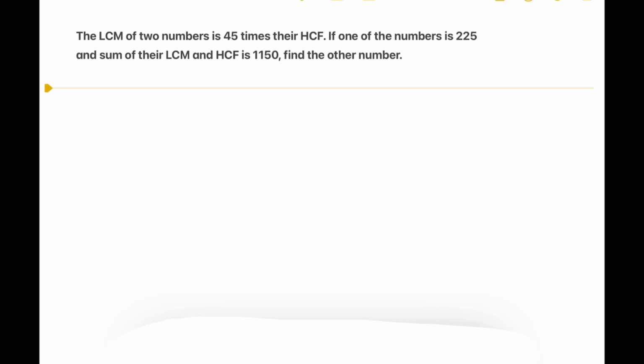The LCM of two numbers is 45 times their HCF. If one of the numbers is 225 and the sum of their LCM and HCF is 1150, then find the other number. Let the first number, in the question itself, is given as 225.